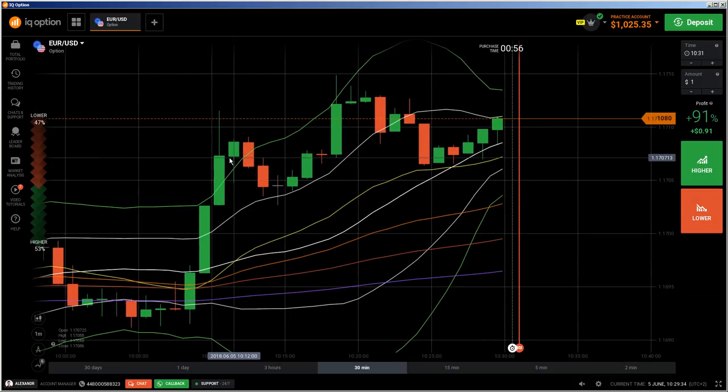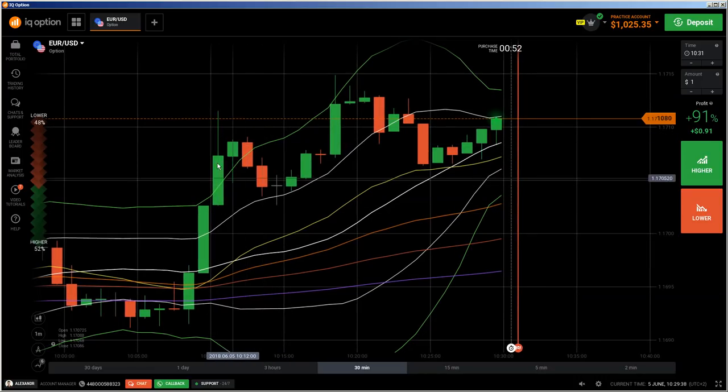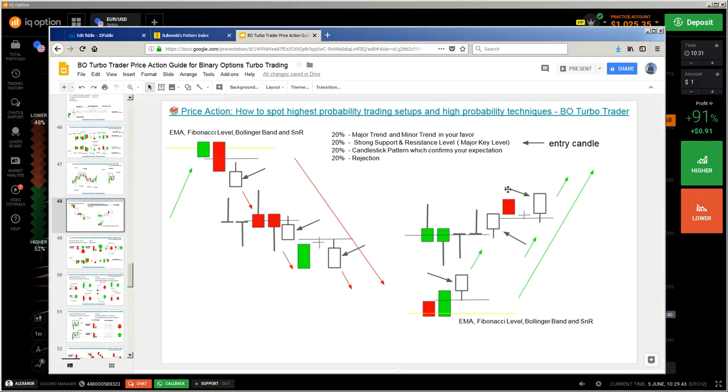Yes, that's what I tried to explain. Then you get some kind of pullback. Yes, and this kind of pullback is what I have shown you here. You see it. This is a pullback on the one deviation.